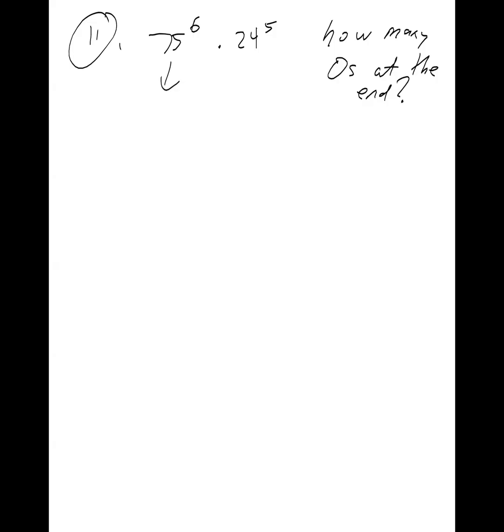What are the factors of 75? It's 25 times 3, which means it's 5 to the second times 3 to the first, right? And then what are the factors of 24, broken down as far as possible? 24 is 6 and 4, or 3 times 8. An 8 is 2 to the third. So it's 2 to the third, which is 8, times 3 to the first. And that's all to the power of 5.